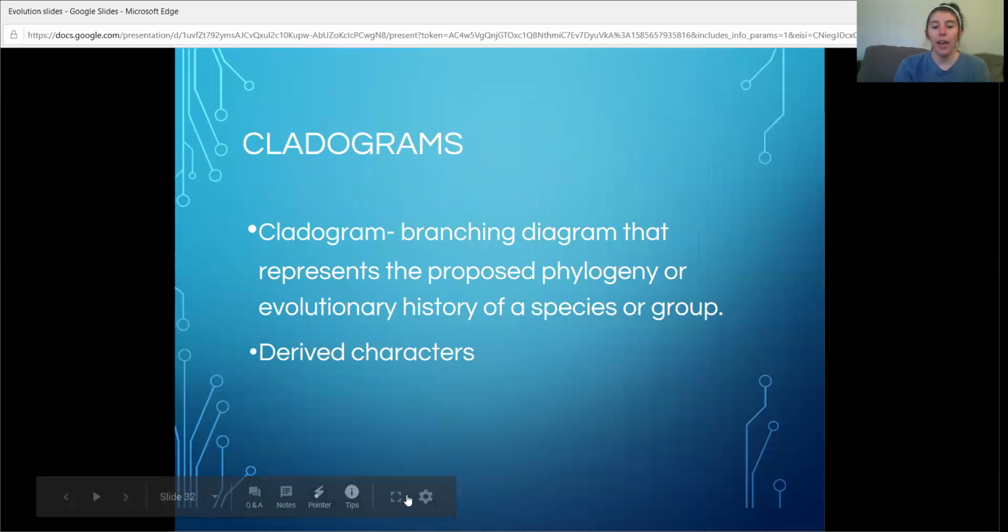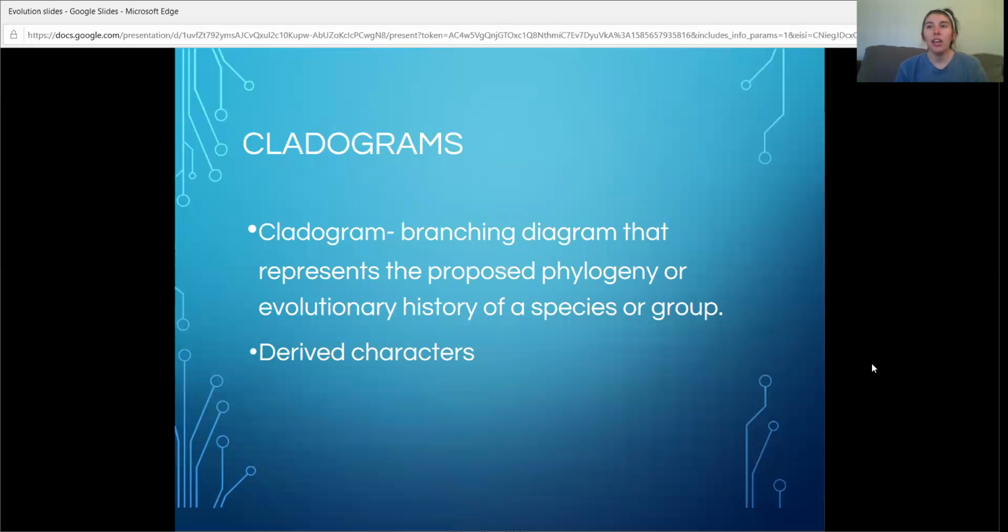All right, so a cladogram is a branching diagram like what we just looked at, and it represents the phylogeny, which means the evolutionary history of a species. We're looking at these derived characteristics and at how these organisms are related, and we can represent that using a cladogram.